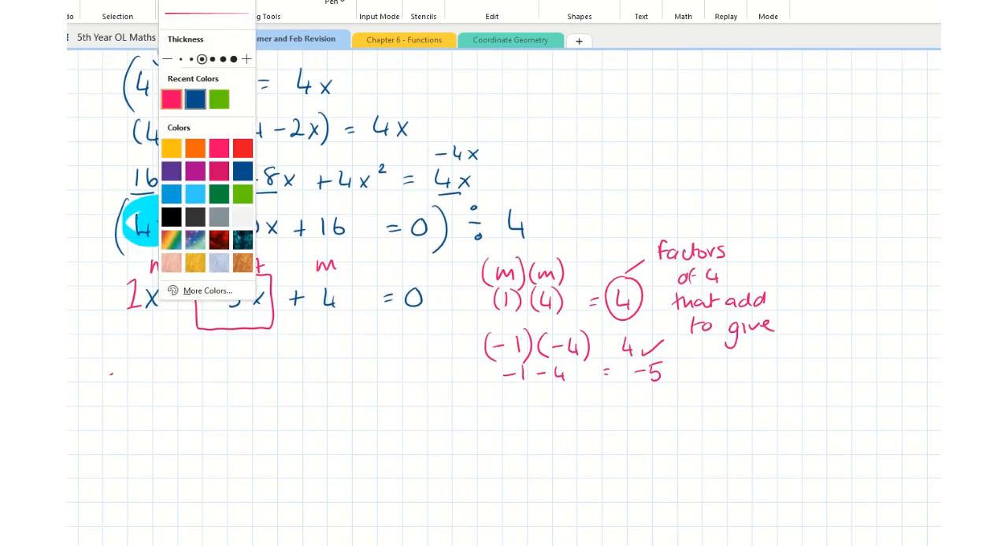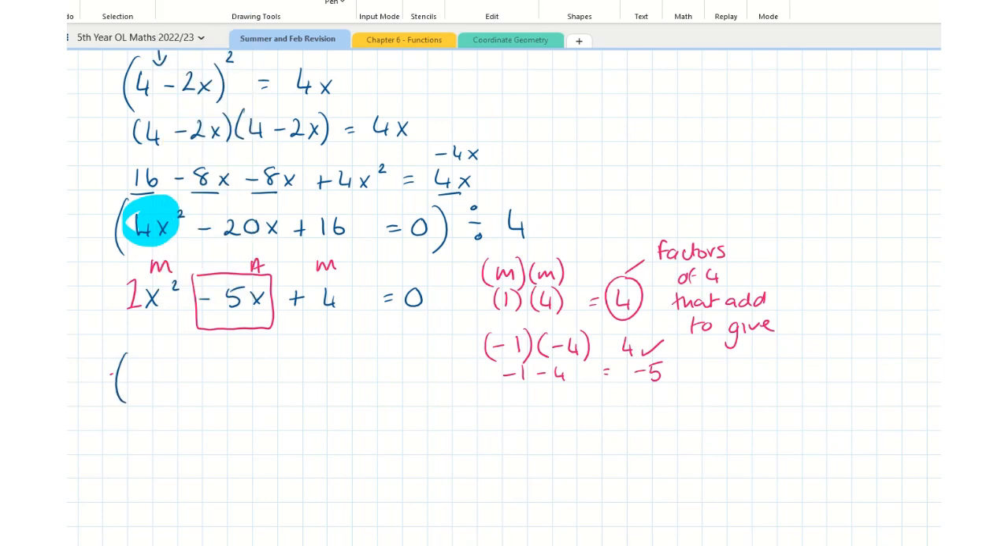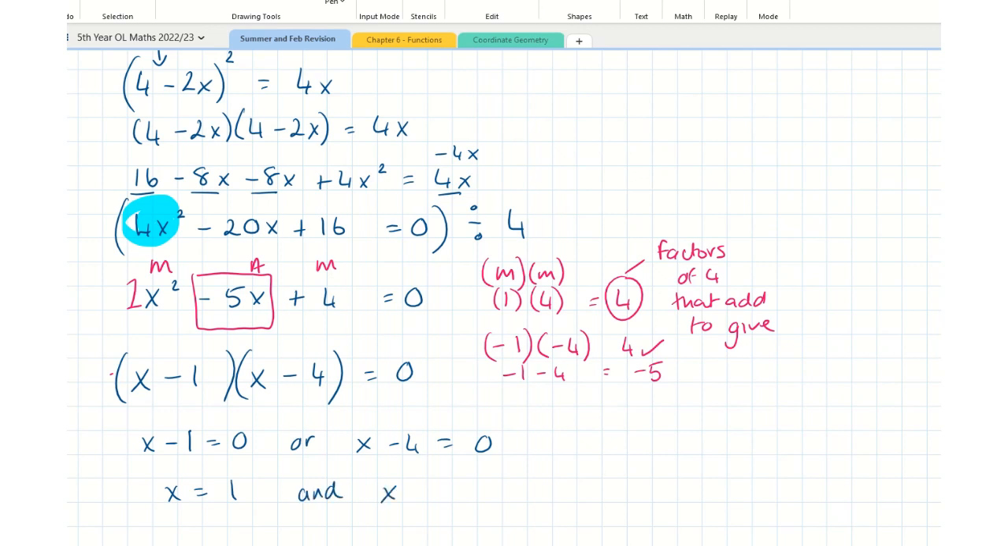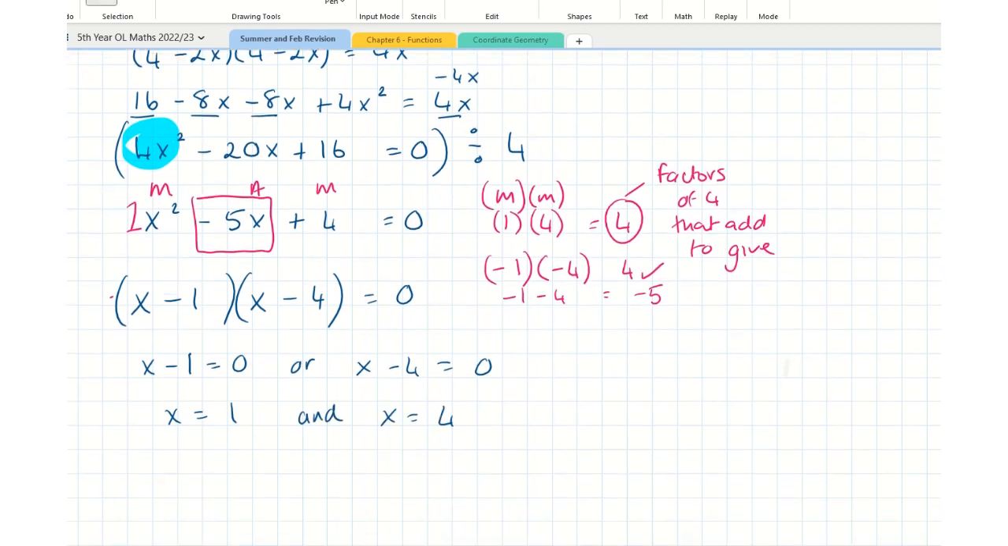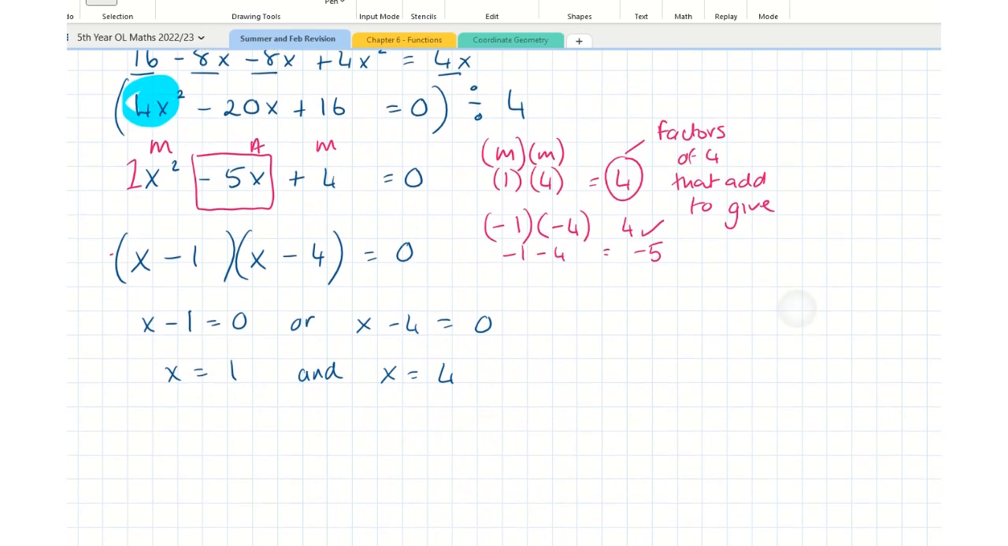You can put all this into the grid method if you want, or you can just put it into the brackets like this. So we have x minus 1, x minus 4, is equal to 0. So x minus 1 is equal to 0, or x minus 4 is equal to 0. So you get x is equal to 1, and, we should probably have and rather than or, x is equal to 4. Now I have my two values for x.